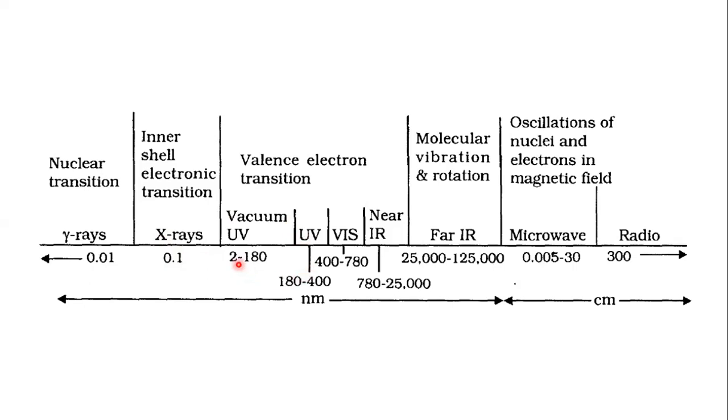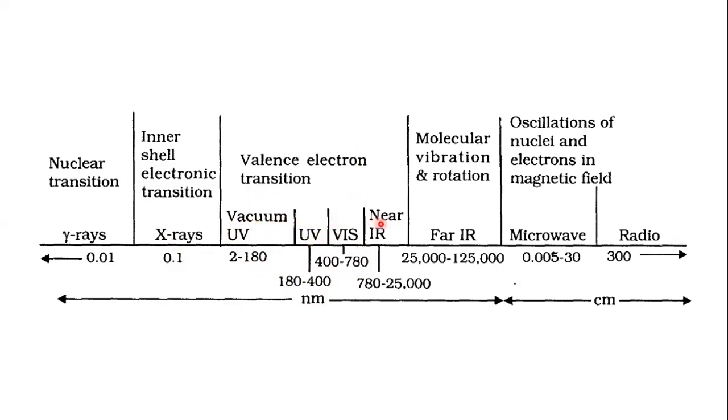Next comes the range in which we are more interested. This is the UV and visible range. It ends here, this portion. It starts from around 2 nanometers and goes to somewhere around 780 nanometers. The initial part is called the vacuum UV, or you can say near UV. And this is the far UV. The far UV region is very close to the visible range.